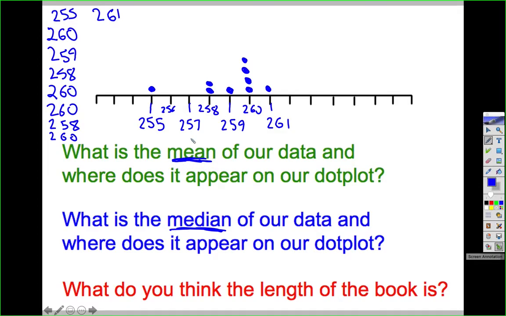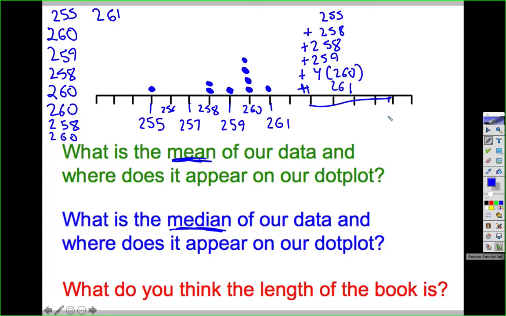The mean is where you add up all of the numbers. So I have a 255 plus, then I have 258 twice, 258 plus 258. I have a 259 plus 259. I have 4 260s, so I can just do 4 times 260. And I have plus a 261. So what you do is you add them all up.